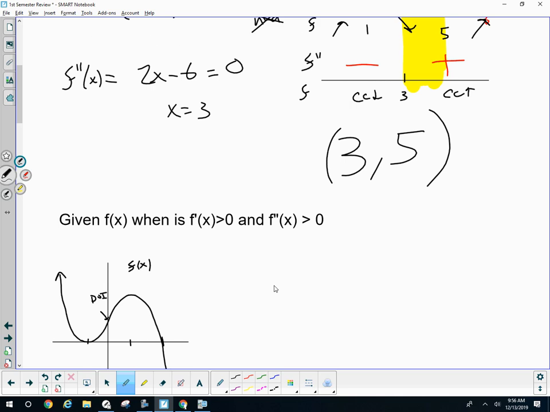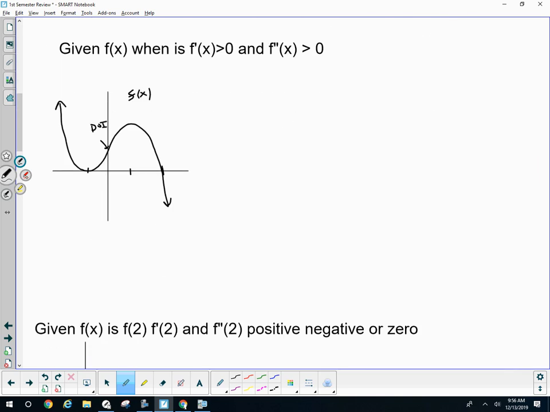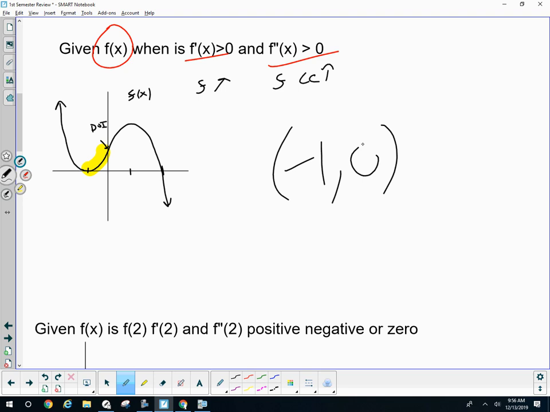But not all questions will look like this with function analysis. Sometimes we need to understand, okay, this is the graph of f. What does it mean if f prime is positive and f double prime is positive? Well, it means when is f going up and when is f concave up. I would not look at slopes. I would literally just look at the graph. Here, I'm going up and concave up, negative 1 to 0. So careful, what are you given?